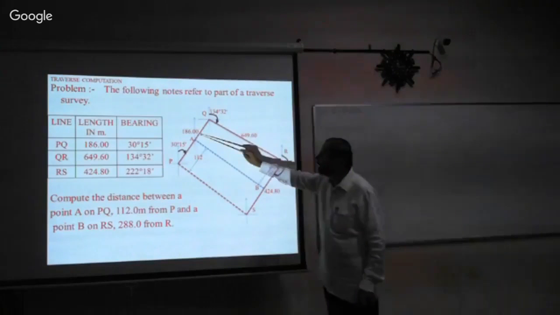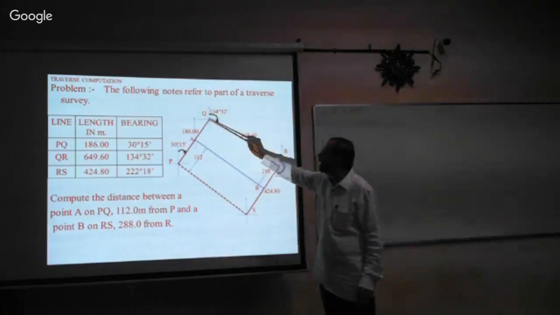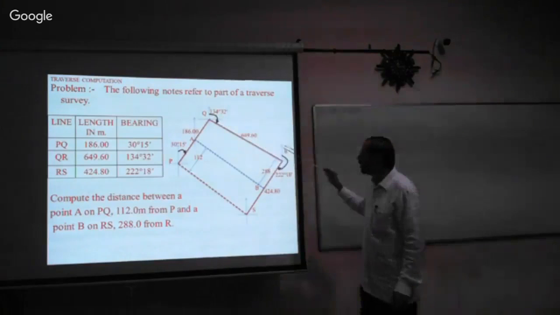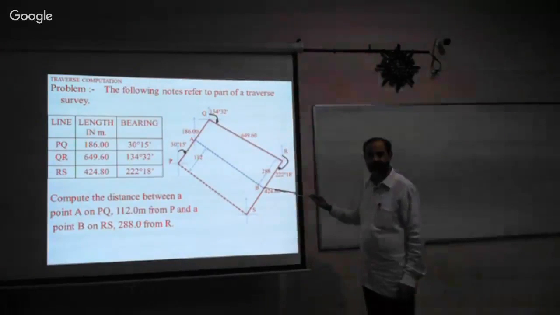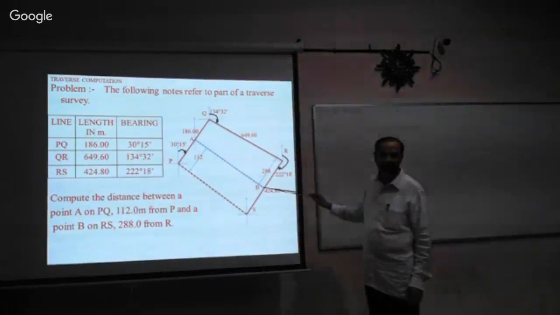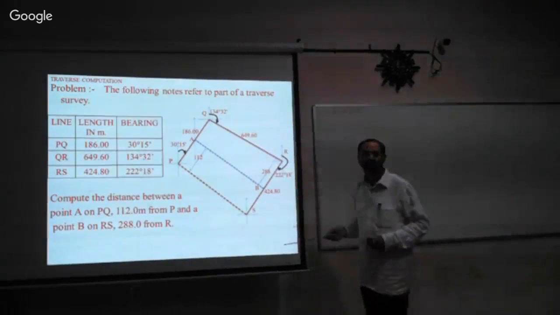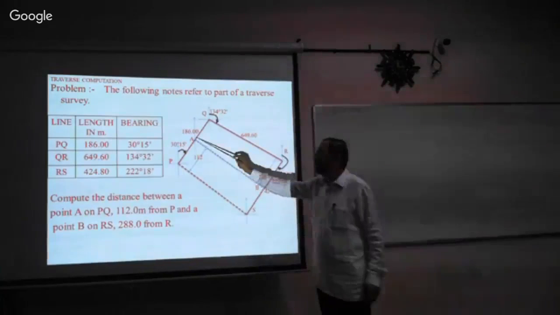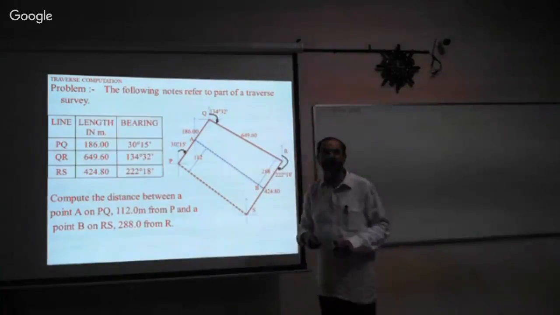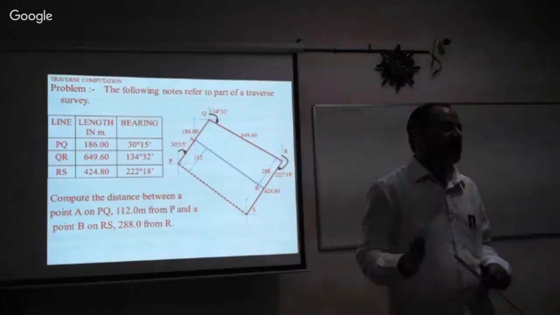Now compute the latitude and departure for this line, that is QA. Compute the latitude and departure of QR. Compute the latitude and departure of RB. Okay, understood? Then sigma L, sigma D will give the length and bearing. Also, we can compute the bearing of the line AB. Now that solves the problem.